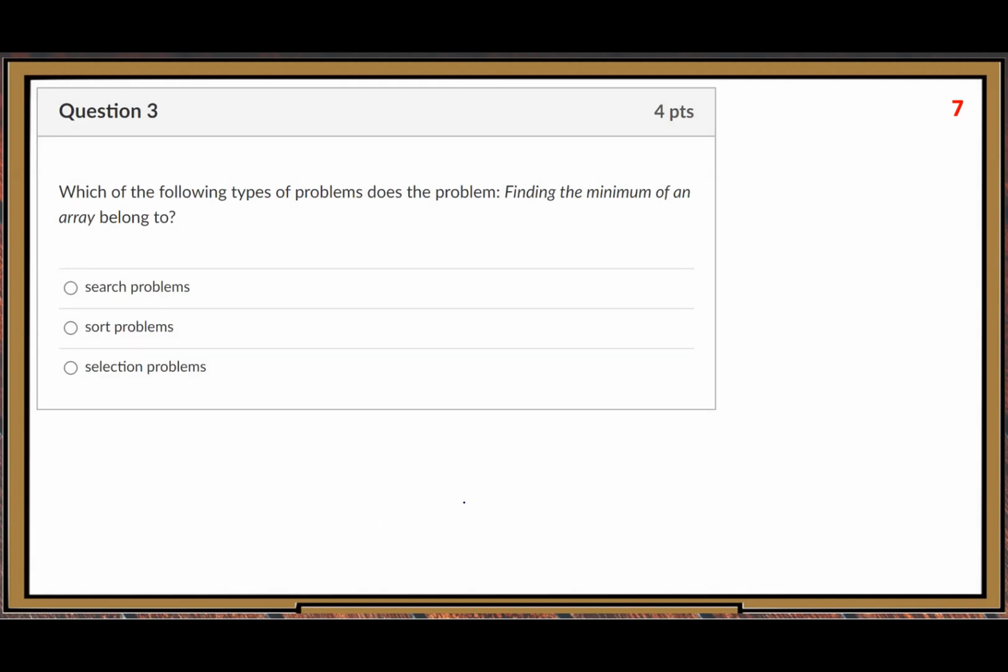Question number 3. Simple, finding minimum selection problem. So this whole quiz number 2 is pretty hard, but this question is easy.